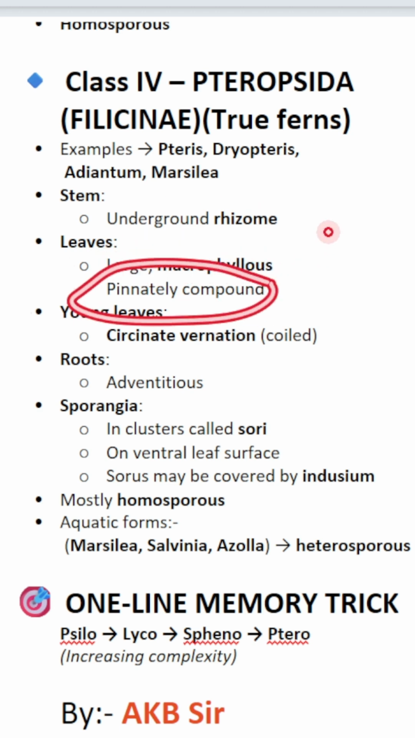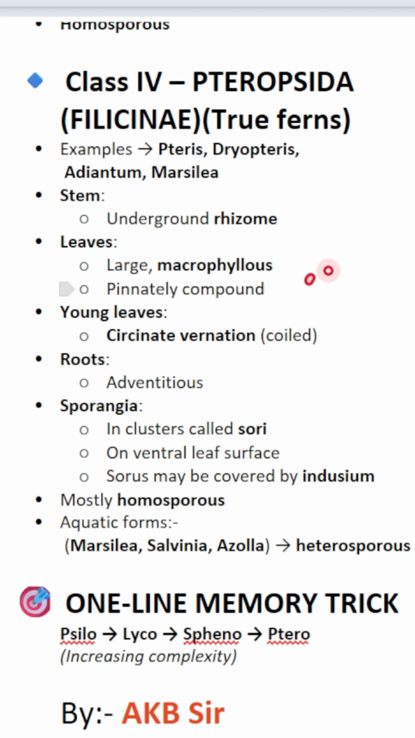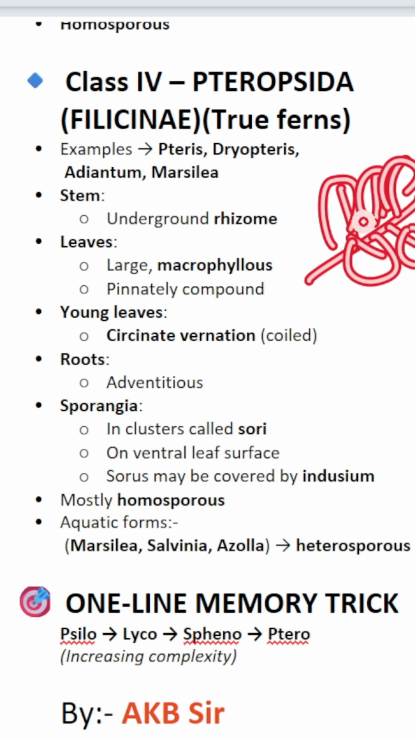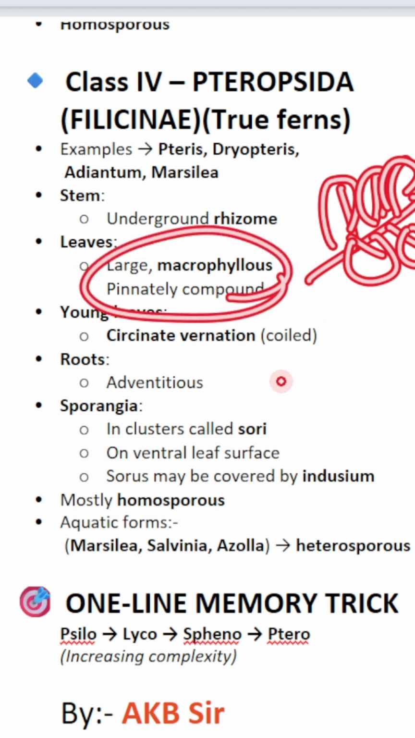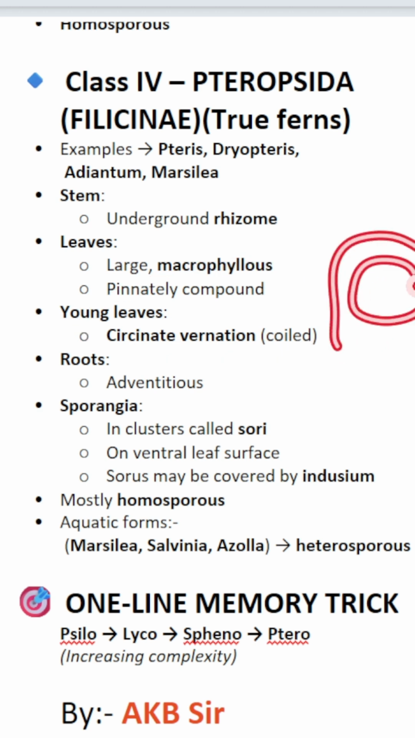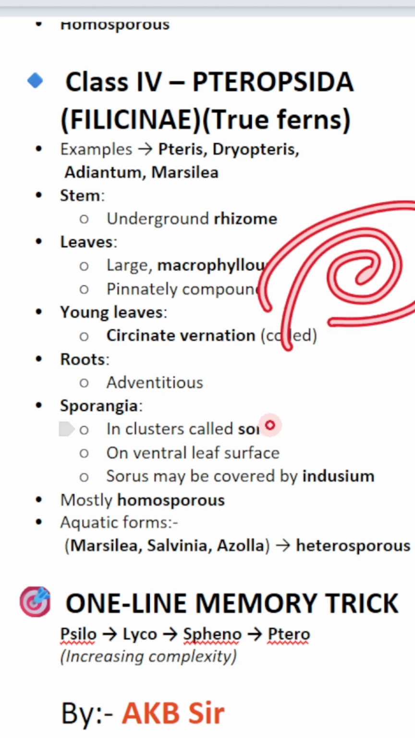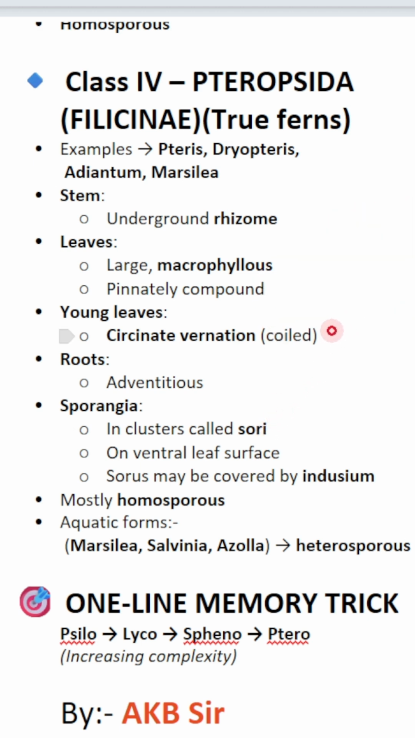And these are pinnately compound leaves, meaning they have leaflets present. The leaf lamina is differentiated into small leaflets, so these are pinnate compound leaves, and they have circinate venation. When the leaf starts its development, it is in a circle-like, coiled structure. So this type of venation is called circinate venation. In the initial stage the leaf is coiled, and the circinate leaf contains a covering called ramenta. So you find ramenta present, and the root is, as usual, adventitious.